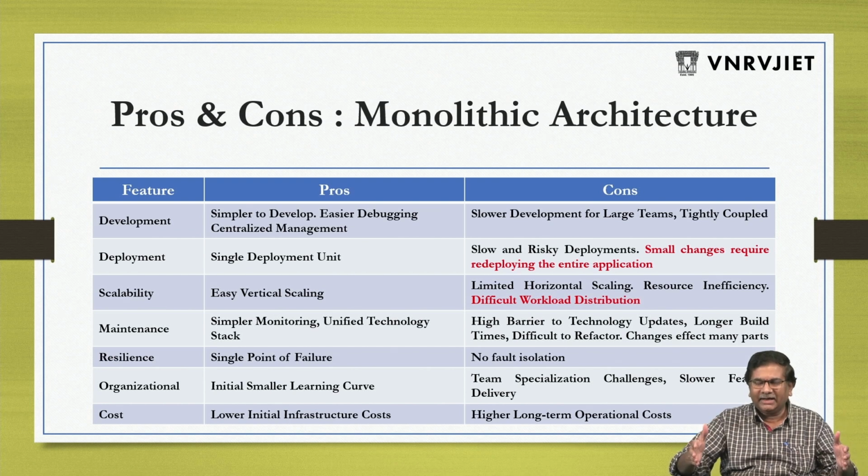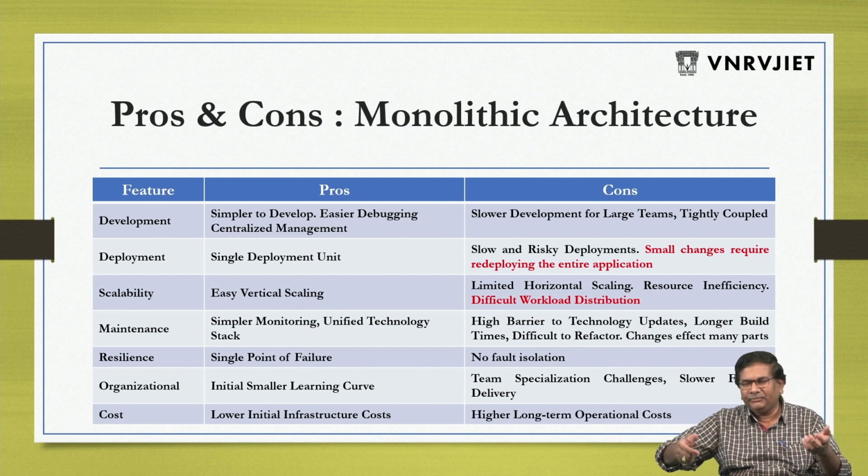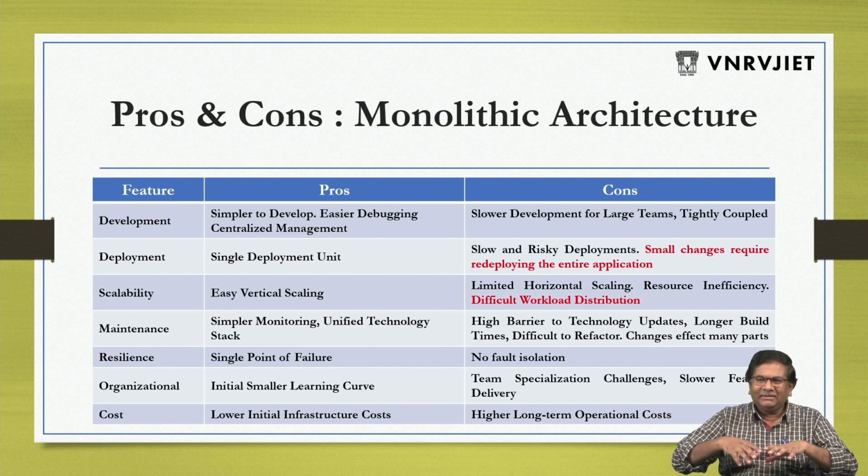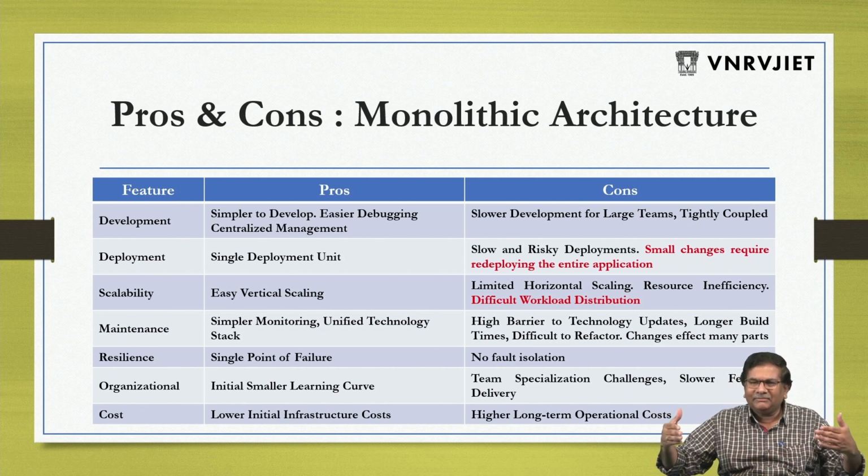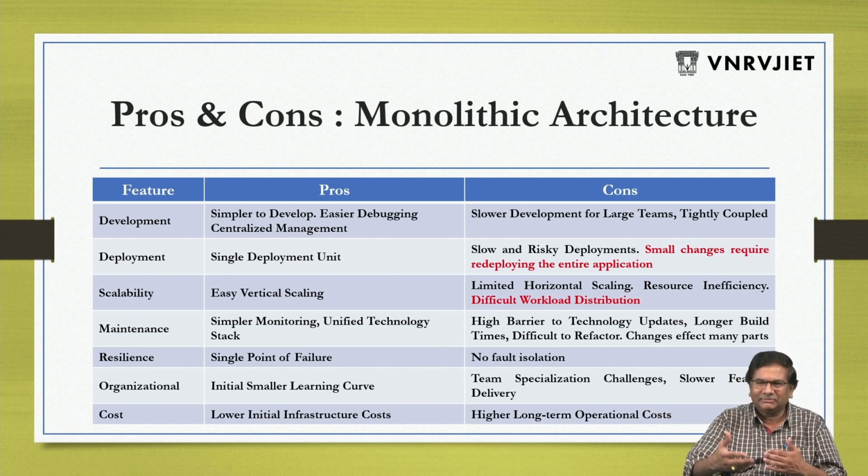Let's say you have a box. How many instances can you have? 3 instances, 4 instances. Then you need to go to another box. Again, all of them need to point to one database. Then it becomes very slow, right? Because there is only one database, it's very difficult. When it comes to vertical scaling, yes, it's easy. When it comes to horizontal scaling, it's not resource efficient, and workload distribution is difficult.